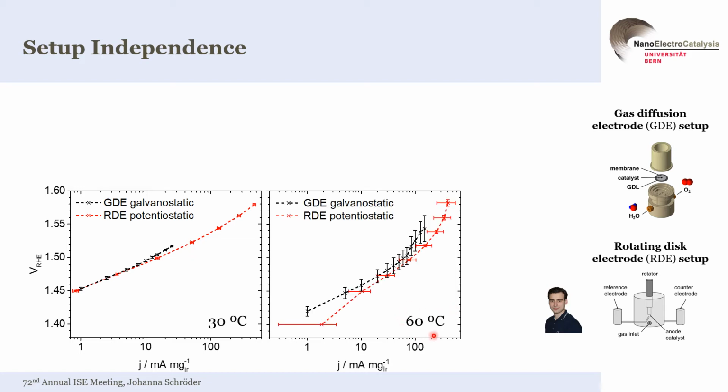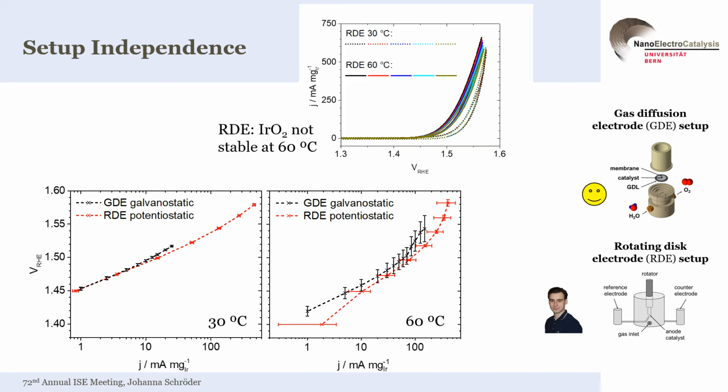However, at 60 degrees, the results obtained in the RDE setup seem to be more active, but we also see quite a huge deviation in the current density. The differences between the activity obtained in the RDE as compared to the GDE setup at 60 degrees might be traced back to an instability of the iridium oxide at 60 degrees in the RDE setup.